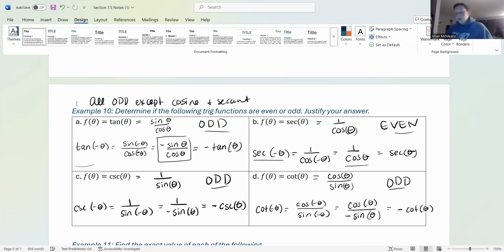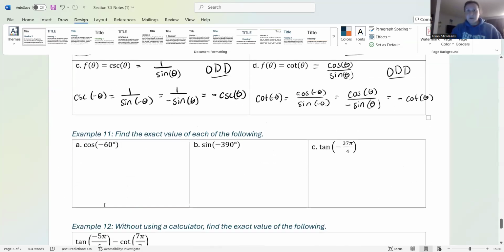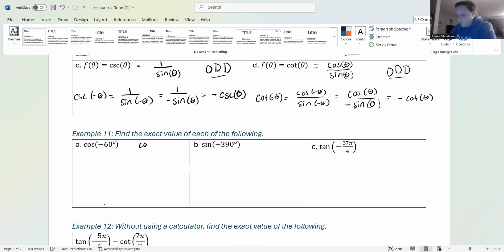Now let's look at a couple of examples of how we can use this even or odd aspect of these functions. In example 11, it says find the exact value of each of the following. If we have cosine of negative 60, we know that cosine is even. So cosine of negative theta equals just cosine of theta. So cosine of negative 60 just equals cosine of positive 60.